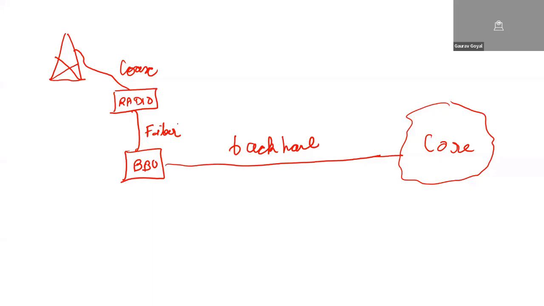And we have fiber connection between BBU and radio, and coax between radio and antenna. We brag all the time that there is no radio network controller like in 3G, and all the functions moved to the site, and everybody was happy, right? But then comes LTE Advanced, right?